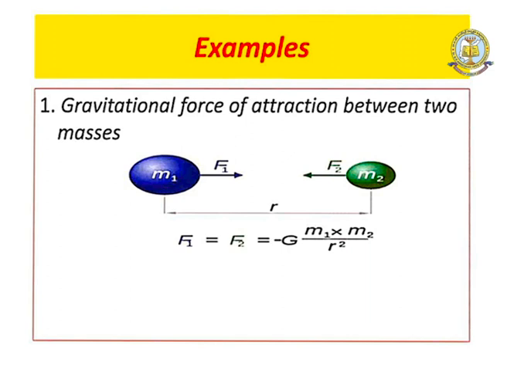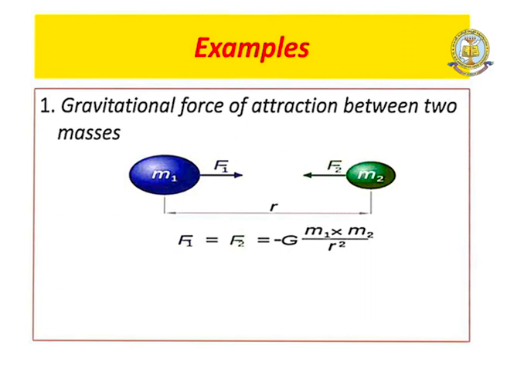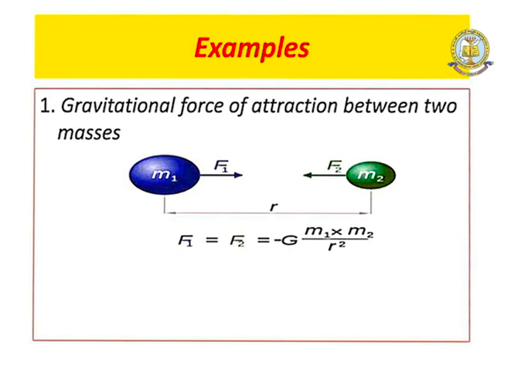The distance between m1 and m2 is r. Here the force is proportional to the big mass m1 and the small mass m2: F is proportional to m1 m2. It is inversely proportional to the square of the distance: F is proportional to 1 by r square. Totally, F is proportional to m1 m2 by r square, so F is equal to minus G m1 m2 by r square, where G is the gravitational constant. The negative sign indicates that the force is attractive.